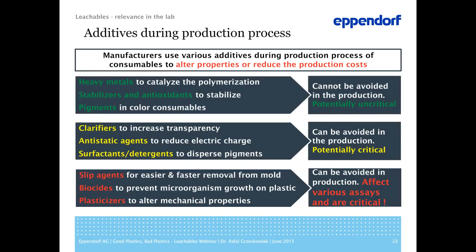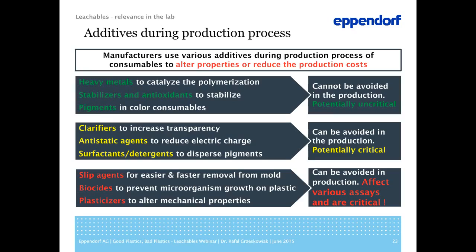These substances in the first group cannot be avoided during the production process. They have to be added simply to make the polymerization possible and make sure consumables remain stable for a reasonable period of time. So they are regarded as potentially uncritical, and there is actually not much evidence in the literature of their effects on experiments. I would like, however, to mention that depending on the experimental conditions and assay methods used, particularly sensitive analytical methods, they also may have a certain influence on experiments. So this was the first group.